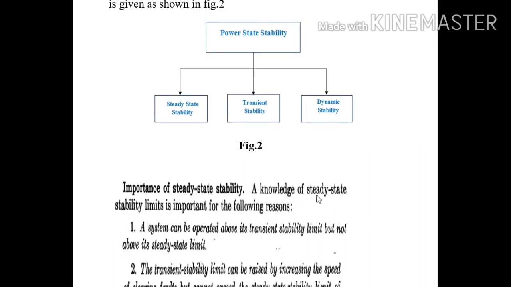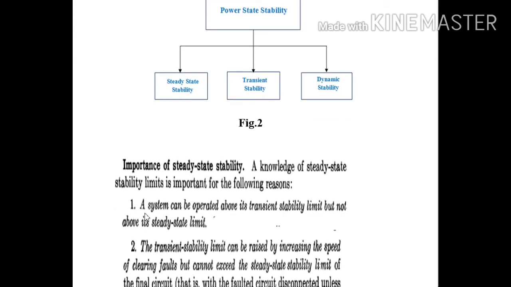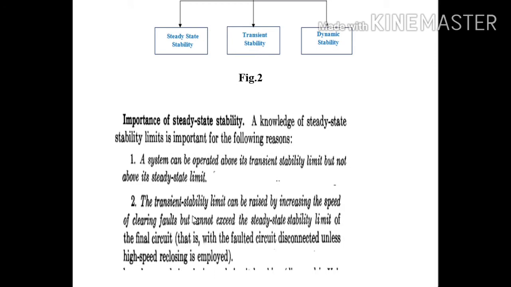A knowledge of steady state stability limits is important for the following reasons. The first one: a system can be operated above its transient stability limit but not above its steady state limit. The second one: the transient stability limit can be raised by increasing the speed of clearing faults but cannot exceed the steady state stability limit of the final circuit. These two points are very important.